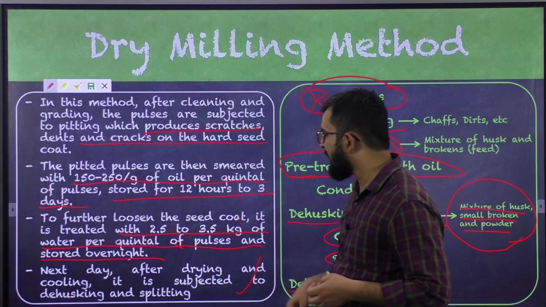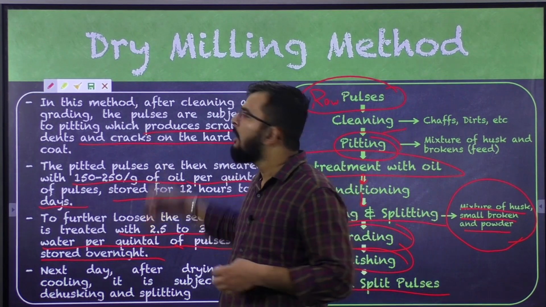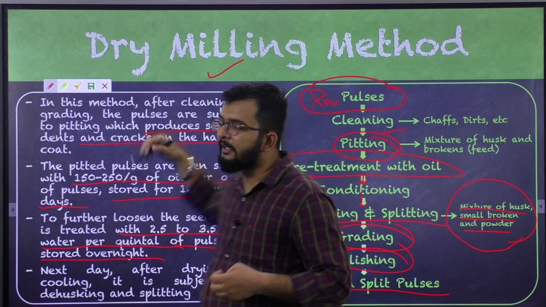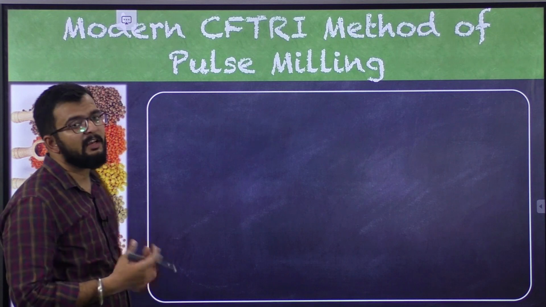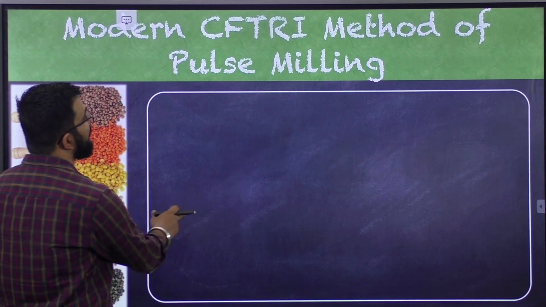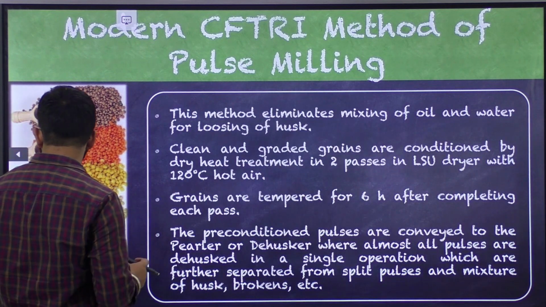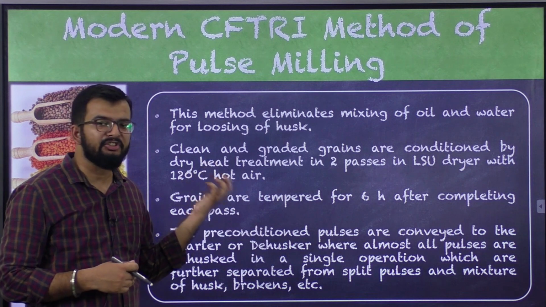Next day, after drying and cooling, it is subjected to dehusking and splitting. So this is your basic method of dry milling of your pulse milling. Okay, after this there is another method, that is the improved or modern CFTRI method of pulse milling. So in the CFTRI method of pulse milling, you will get a greater recovery compared to your traditional methods.